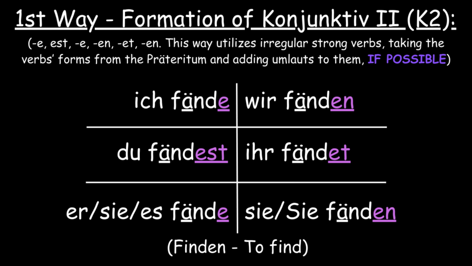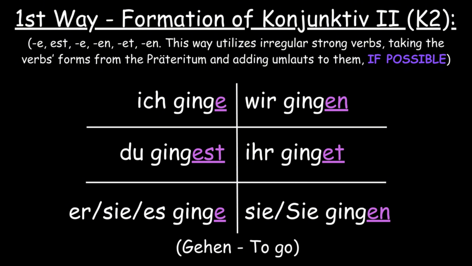A different irregular verb that doesn't have umlauts is gehen, which will look like this. Ich ginge. Du gingest. Sie, es ginge. Wir gingen. Ihr ginget. Sie gingen.